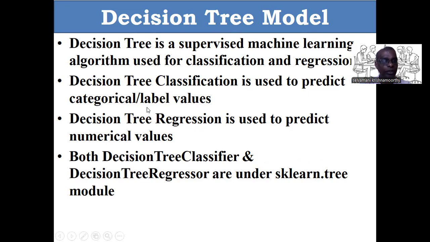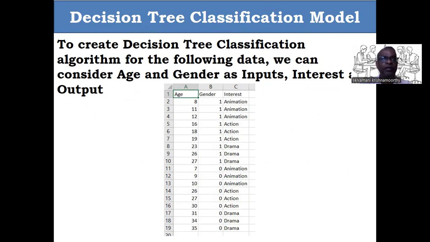Good. Both decision tree classifier and decision tree regression are available under the sklearn.tree module. sklearn.tree is one module. It only contains decision tree classifier as well as decision tree regressor. Good. Now, our aim is we want to create one decision tree classification model. To create decision tree classification for the following data, we can consider age and gender as input, interest as output. I have one data frame, it contains 3 columns: age, gender, interest. Age and gender are input, interest is output. Since interest contains text value, that is called label or categorical value.